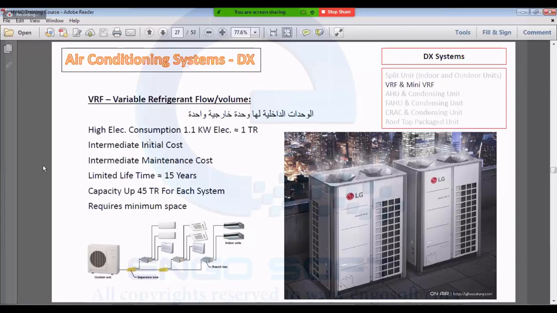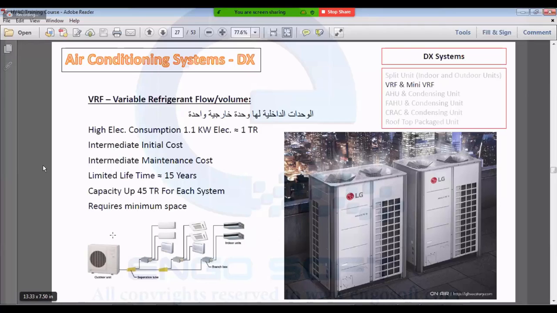The lifetime extends to 15 years. Like you said, we have only one outdoor unit and several indoor units. We have concealed units, cassette units, high wall split units, and floor mounted units, all connected to one outdoor unit. The capacity reaches 45 tons for each system.